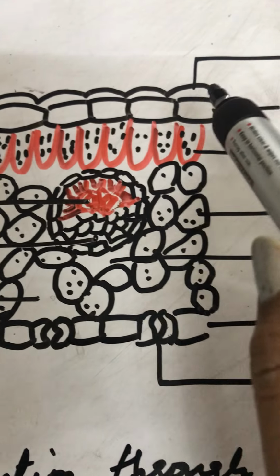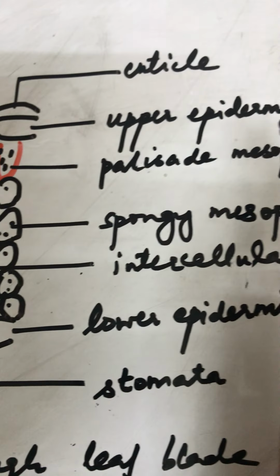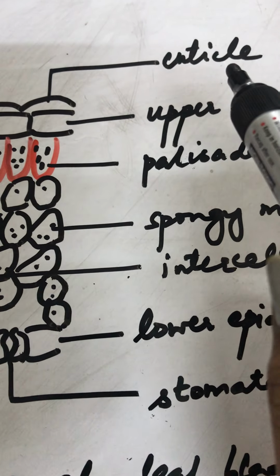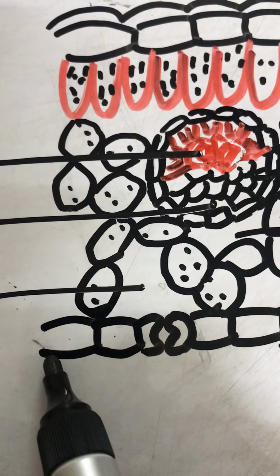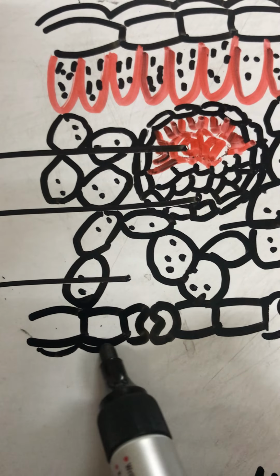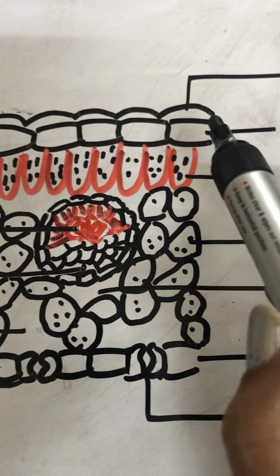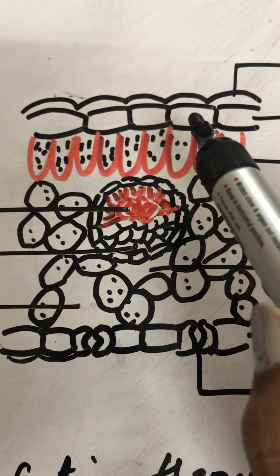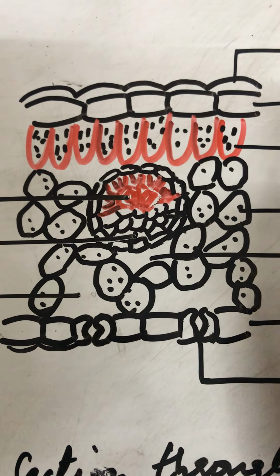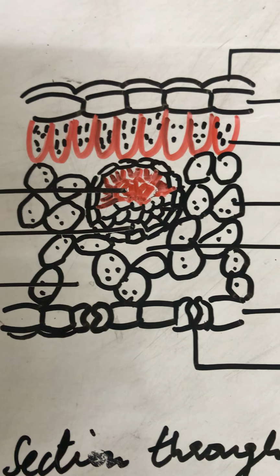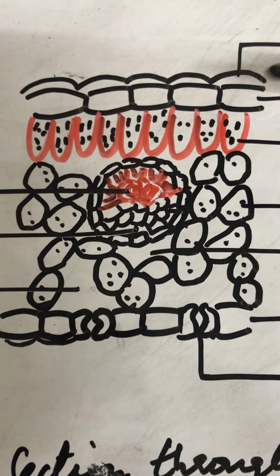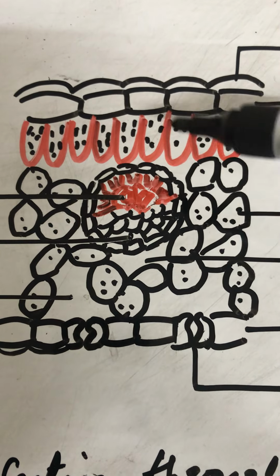Here you will see a thick waxy layer present over the upper epidermis, which is called cuticle, which is present here also, but it is very thin. So very thin cuticle is present here and very thick cuticle is present here. You must have observed in a mango leaf, the upper surface of the leaf is more green, more shiny. So there is unequal distribution of chloroplasts also here.